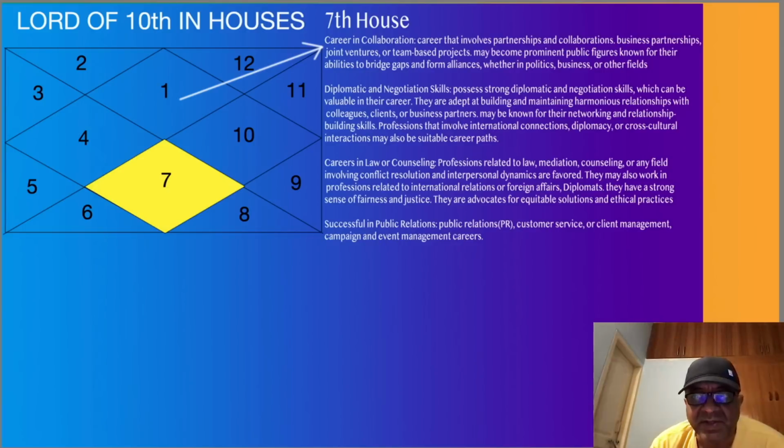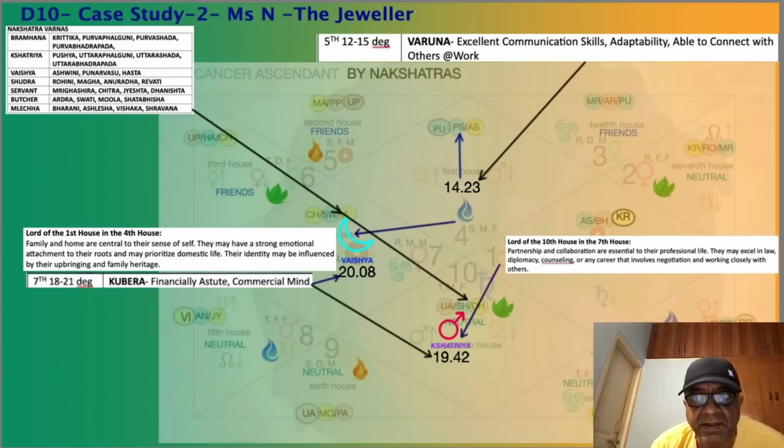Okay, so that is this lady's D10 chart. And this is how it gives a hint of her being a jeweler as a main career path. Okay, so if your child, for example, is more inclined towards jewels, tinkering with jewels all the time, fine jewelry, check the chart with these kinds of hints. Okay, hopefully you will get something out of it.